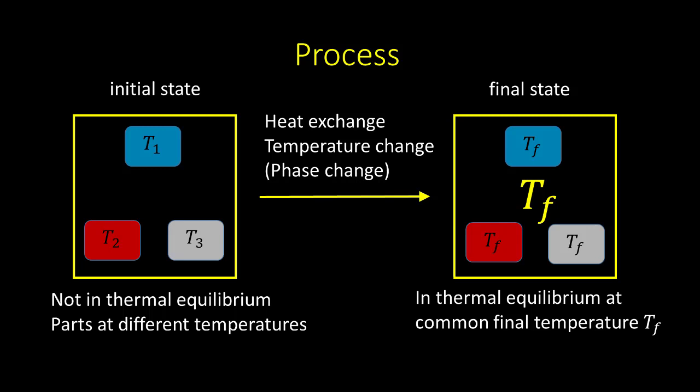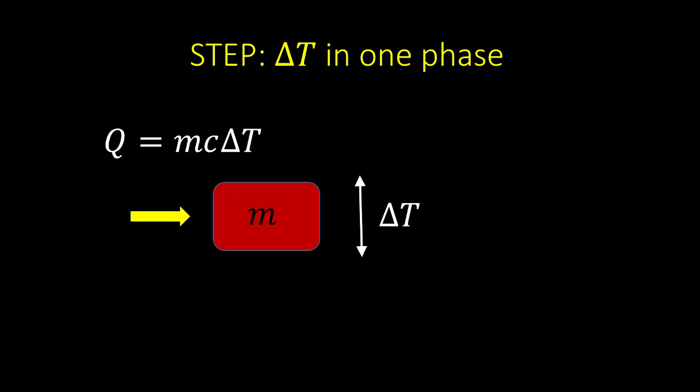However, if any part undergoes a phase change, we must break the process for that part into steps, with the net quantity of heat specified for each step. In a temperature change step, the mass remains in one phase and changes its temperature due to a net added heat Q equals mc delta T.